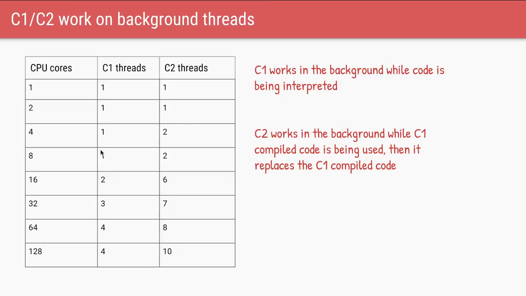The C1 and C2 compilers do not stop the application from running. Based on the number of cores, it will decide how many background threads to create for both C1 and C2. And while the code is being interpreted, behind the scenes, the compilation can go on. Once the compiled code is ready, the VM will execute the code from the code cache instead of asking the interpreter to do it.